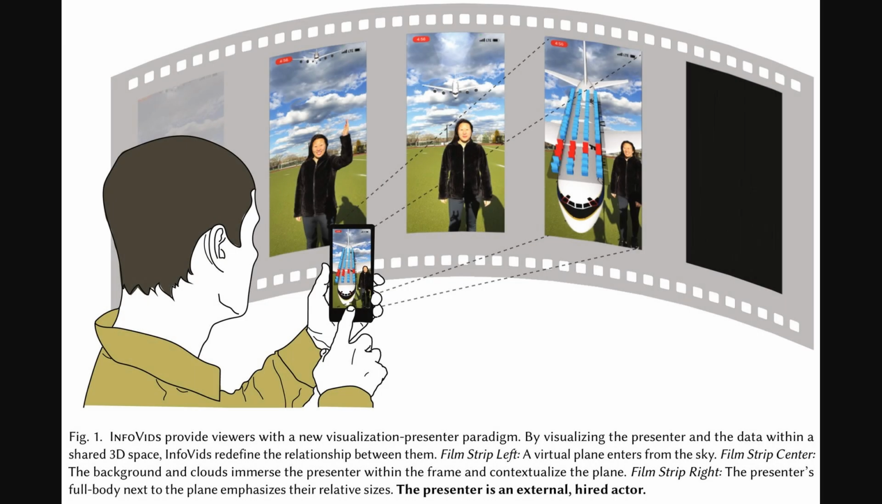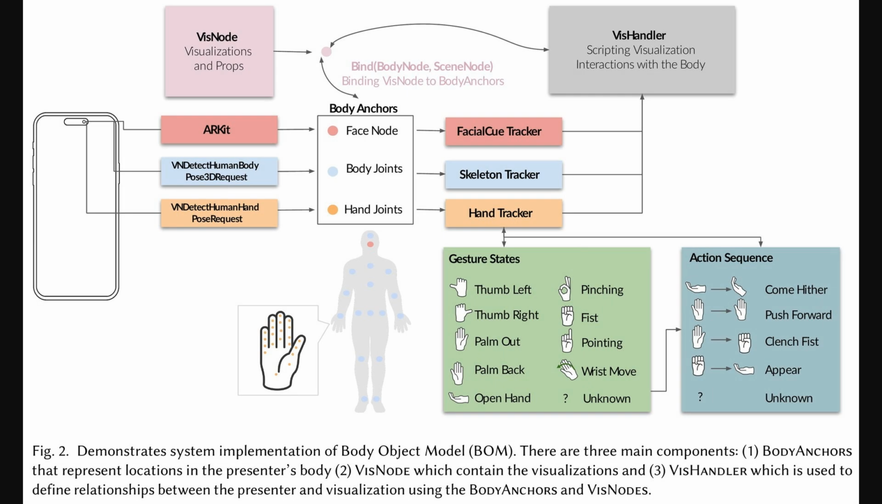Alright, so this first figure really helps visualize what these InfoVids are all about. We see someone watching one on a phone, and then there is this film strip showing the presenter interacting with a 3D airplane model right there in the same scene. It is not like a separate slide. They are together. This shared 3D space is exactly what the researchers mean when they talk about a new visualization presenter paradigm, aiming for a more connected, human-centric feel, unlike traditional setups where the person and the graphics are in totally different worlds.